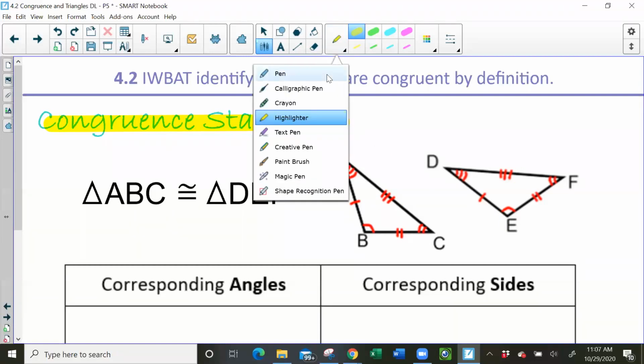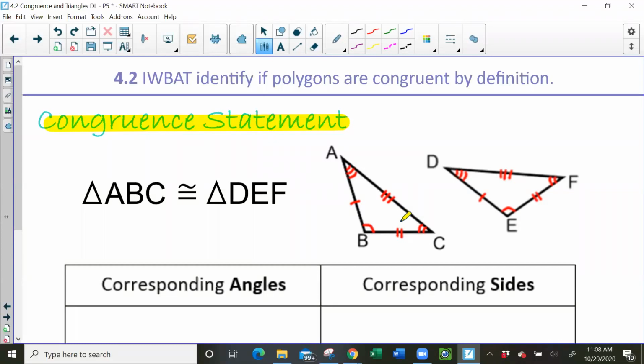You can see that by the corresponding sides are congruent. This one has 1 tick mark. Here's the corresponding side. Side BC has 2 tick marks, and that corresponds to side EF. Side AC has 3 tick marks, and that corresponds to side DF. And the corresponding angles B and E have 1 arc mark. Angle C and angle F have 2 arc marks. Angle A and angle D have 3 arc marks. So corresponding sides and angles are congruent. This second triangle has just been rotated a little bit.